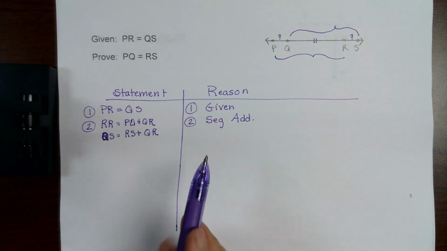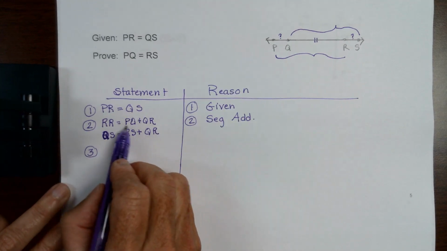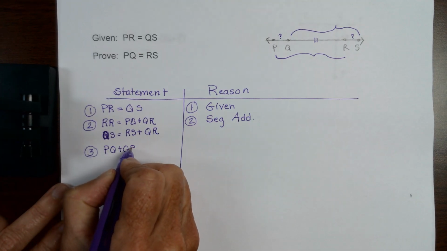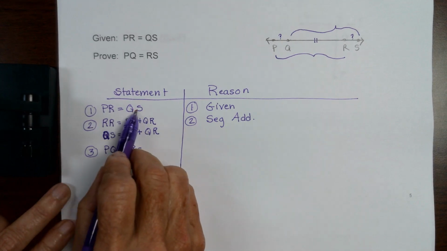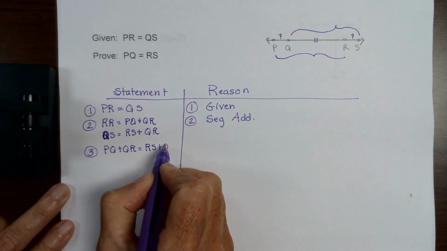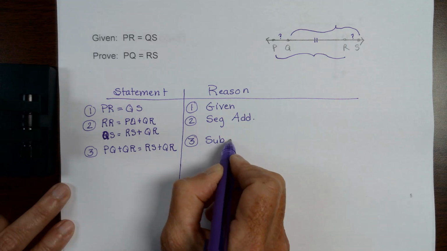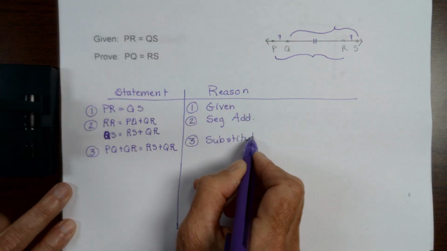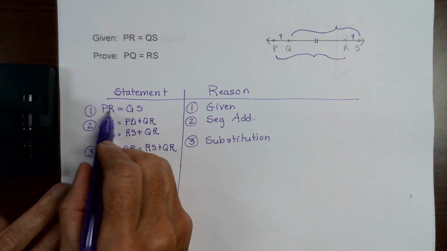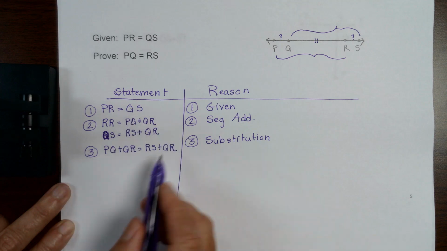Okay, now what I can do on my third step is, rather than writing PR, I can write what PR is equal to. So I have PQ plus QR, and rather than writing QS, I can write what QS is equal to, RS plus QR. And that is substitution. So rather than writing the PR, I substituted in what it was equal to. Rather than writing the QS, I substituted in what it was equal to.